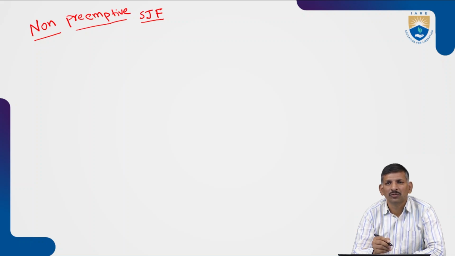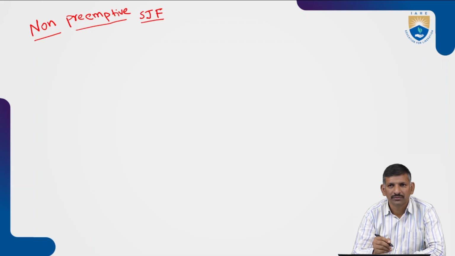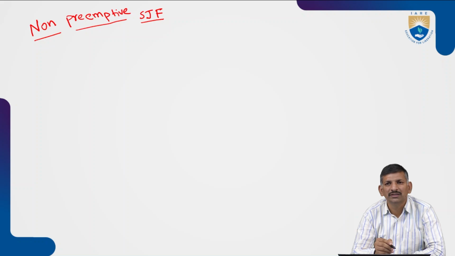Suppose different types of processes are available in the ready state, which are waiting for CPU. When the currently executing task is completed, then only a new process gets the CPU, meaning it enters into the running state. Next, shortest job first scheduling. SJF means the process which has the less execution time is scheduled for execution first.